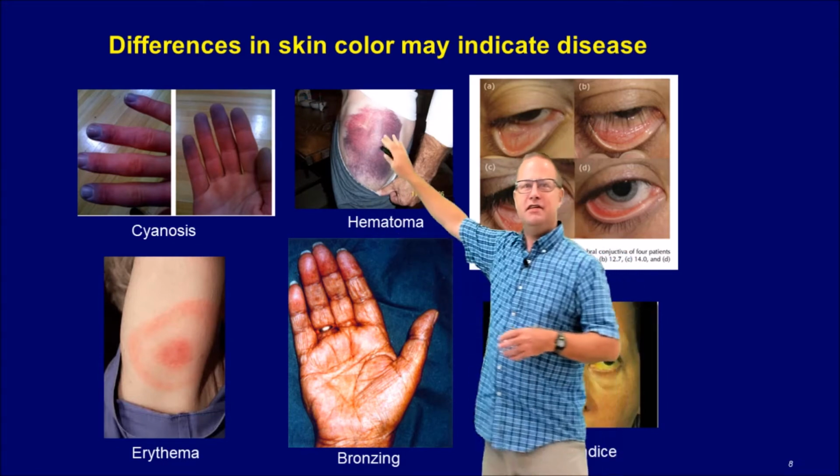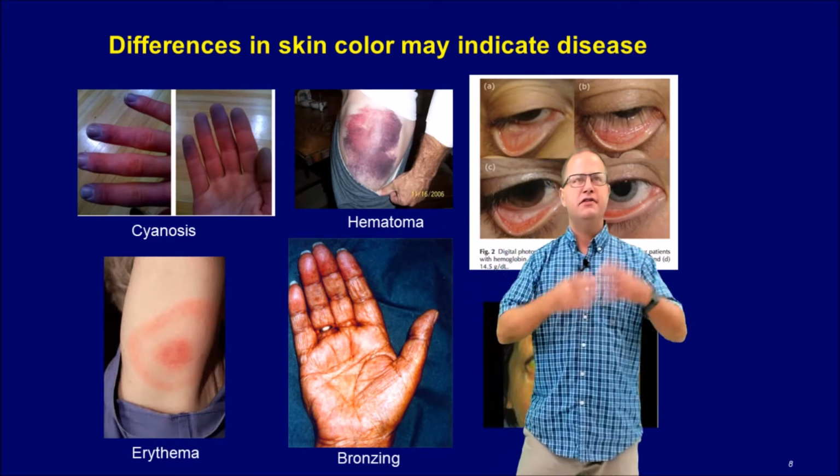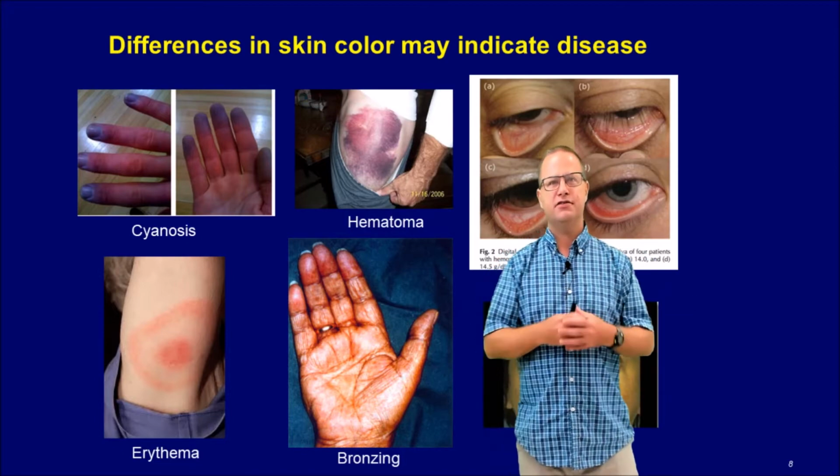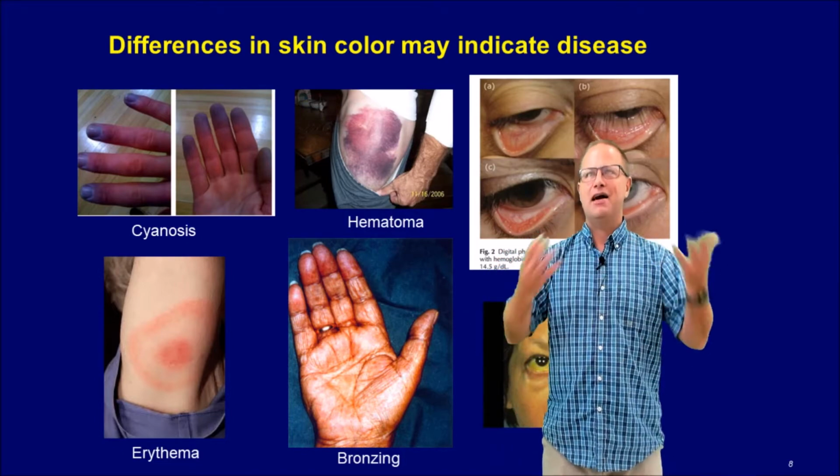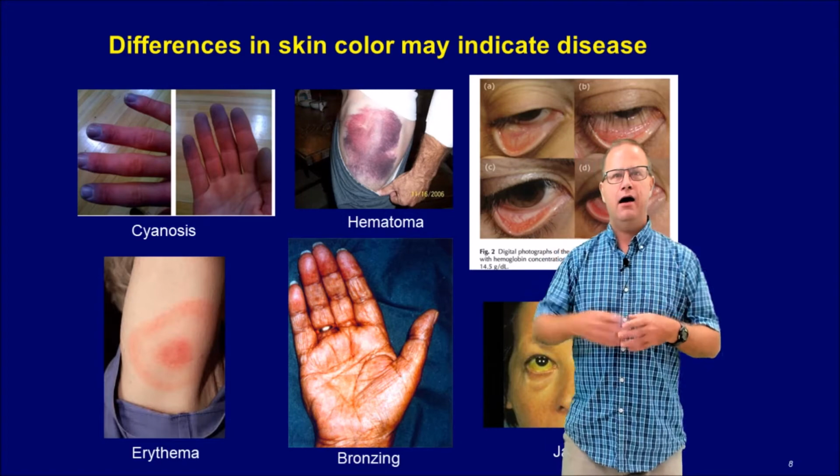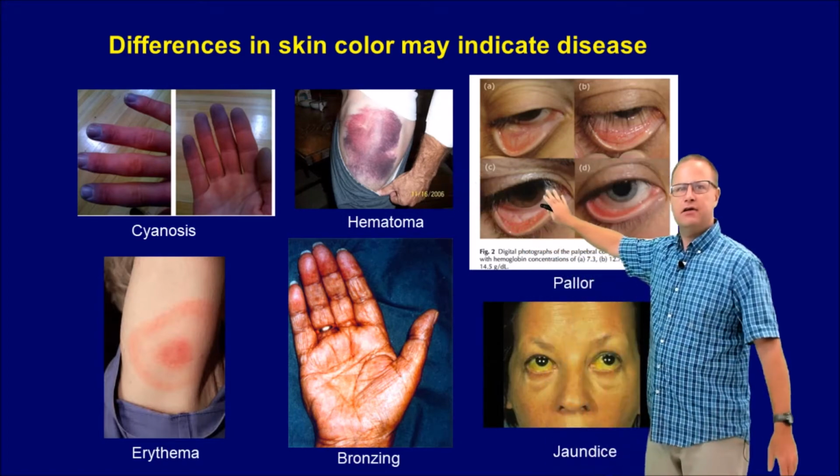Okay, next up we've seen this, a hematoma, simply a bruise. This just indicates we've had a rupture of blood vessels beneath the skin, indicates we've had some kind of contusion or something like that. Over here on this side, we've got something called pallor.